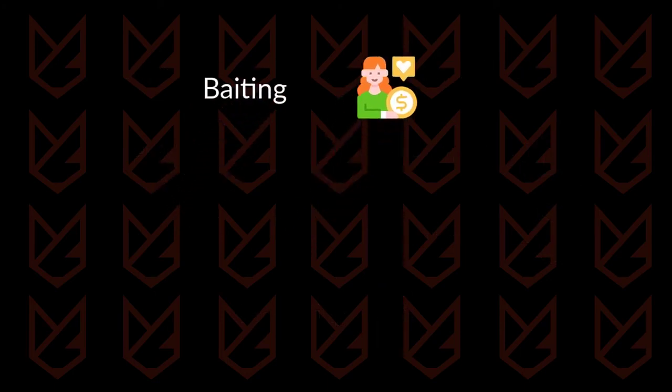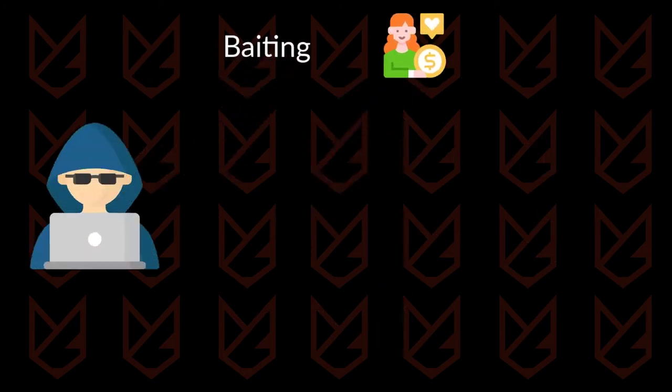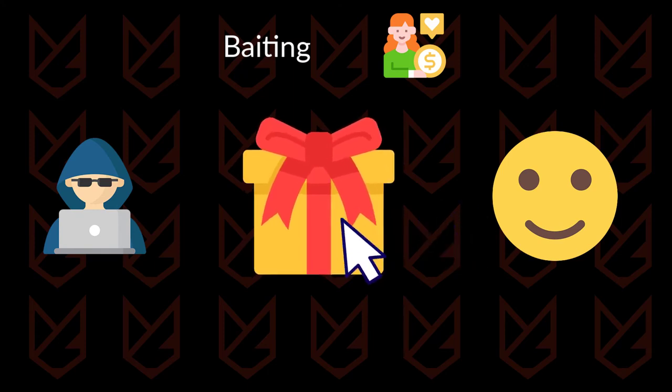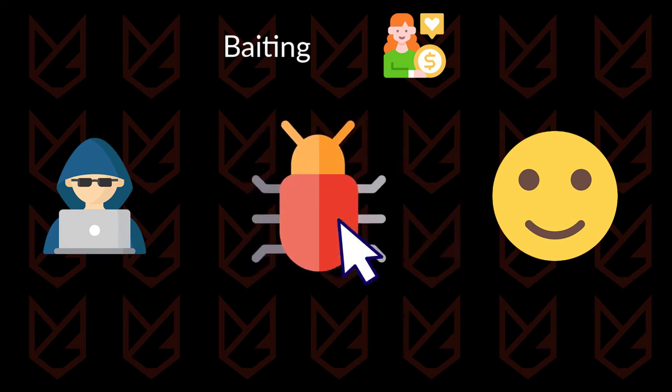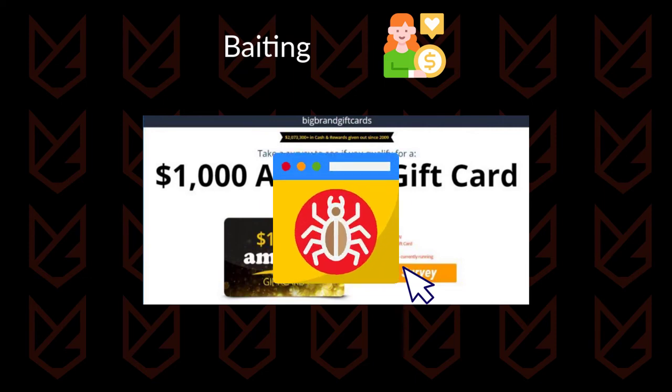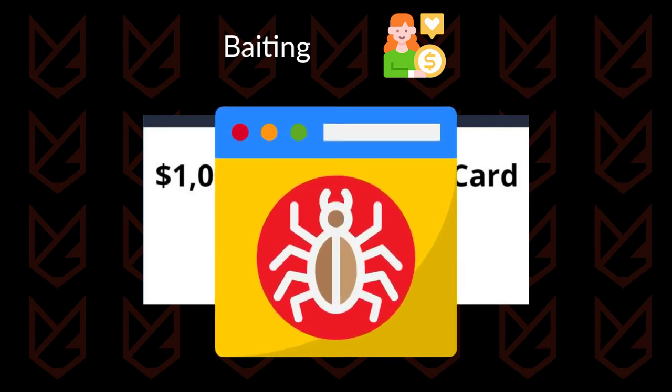Baiting. Baiting is another popular social engineering trick. The attacker provides a fake offer as bait and takes advantage of the user's greed or curiosity. For example, many online ads offer free software or services to encourage users to click on it. Once clicked, either a fake, malware-infected program would be downloaded into their system, or they would be redirected to some malicious sites.